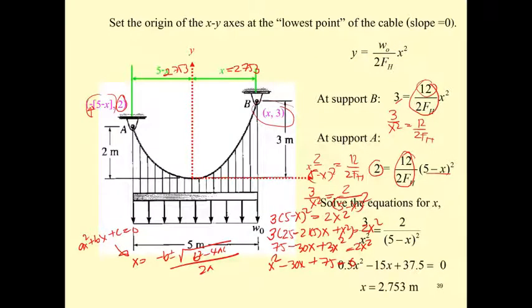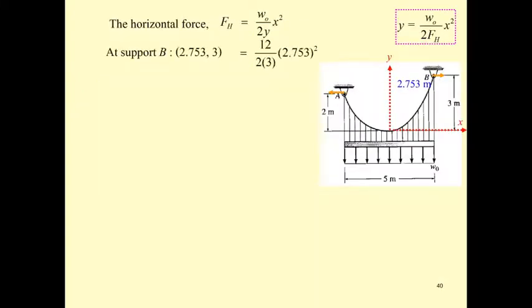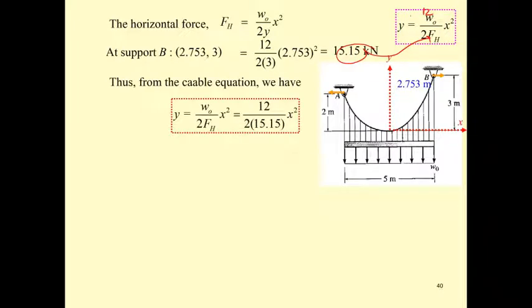Now you may put this value in to determine the f sub h. Plug this one back here, and then the equation will give you the f sub h. The same thing here, just put the location. You get this one as 15.15. And when you get this 15.15, now you plug it in here, and you know this is 12, so you can write the cable equation in the form of this.